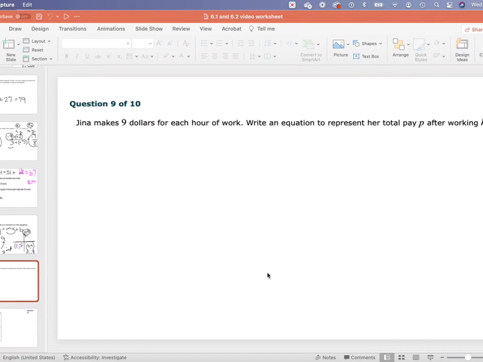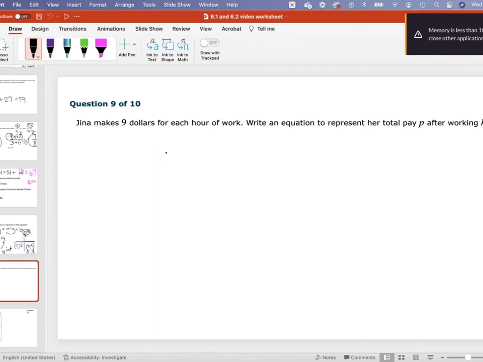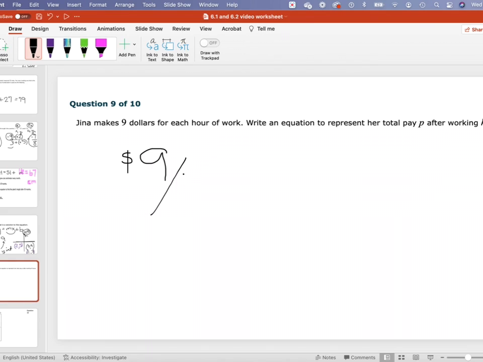So we're going to try and see if we can finish this up. Question 9. Gina makes $9 for each hour of work. Write an equation to represent her total pay, P, after working H hours. Okay, so she makes $9 per hour. And her total pay is $9 times the number of hours that she's going to work.